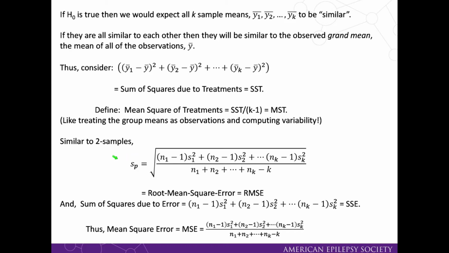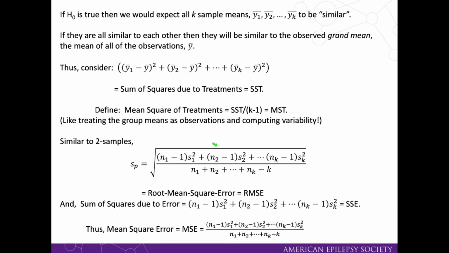Let's look at the residual noise. Each of these samples, and I know this slide is a lot, and it's about as complicated as it gets, but basically if you break it down, it's not too bad. This is the variance, S1 squared, from the first sample. This is the variance from the second sample. Now, I hope you were comfortable with the two-sample case where we did this.